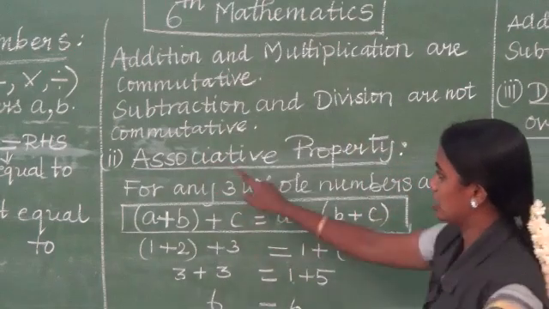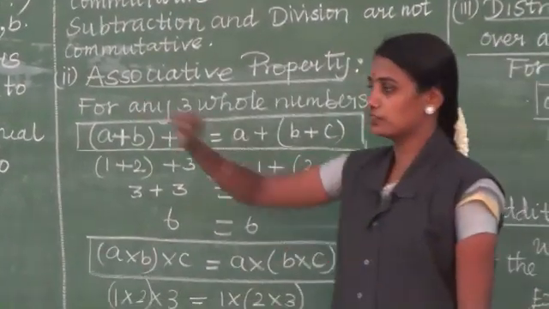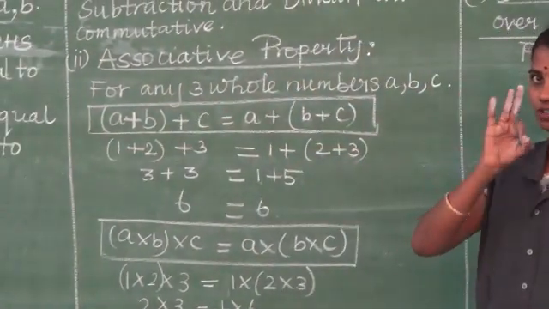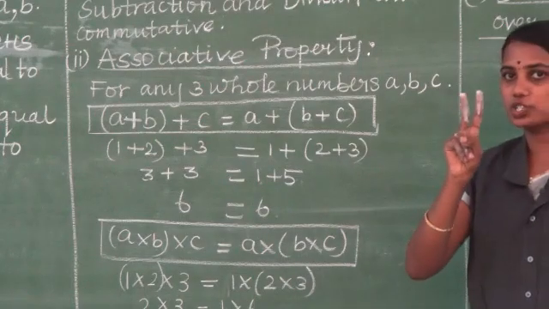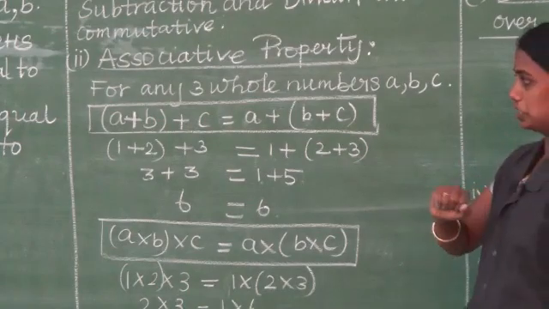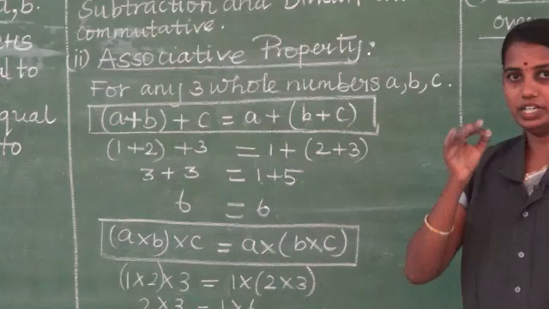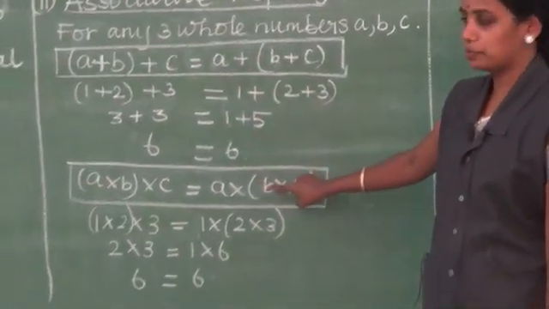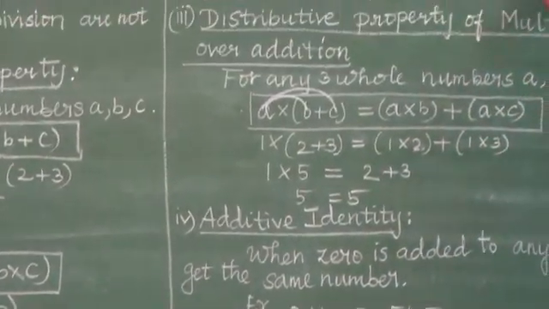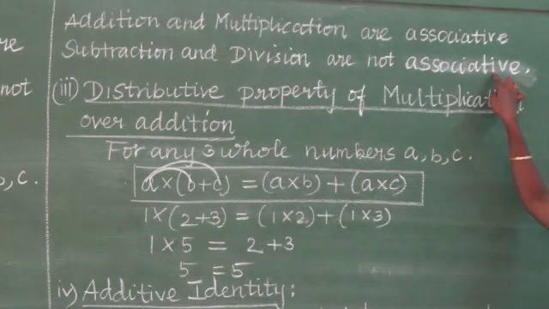Okay, next is the associative property, for any 3 whole numbers. The commutative property is for any 2 whole numbers, the associative property for any 3 whole numbers. So remember this: 2 numbers means commutative, 3 numbers means associative property. So with 3 numbers, for addition, subtraction, multiplication, division, addition and multiplication will hold the condition. So addition and multiplication are associative, subtraction and division are not associative.